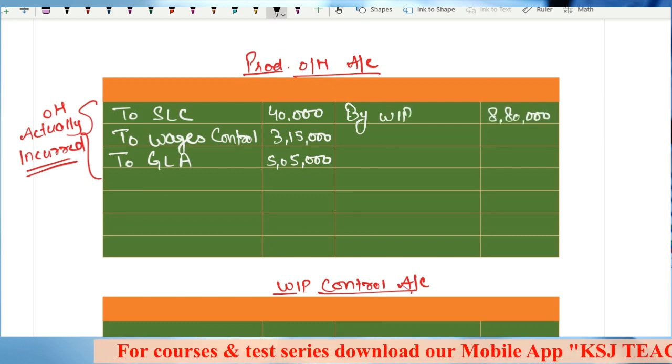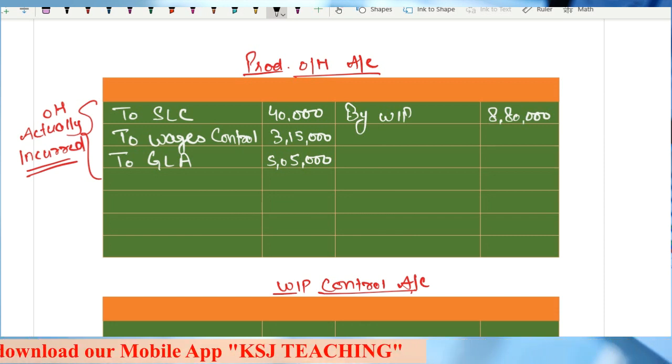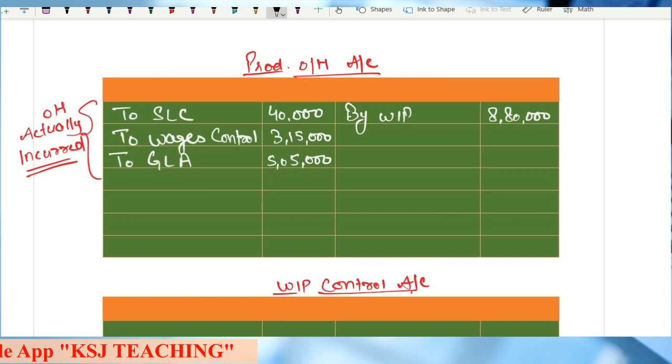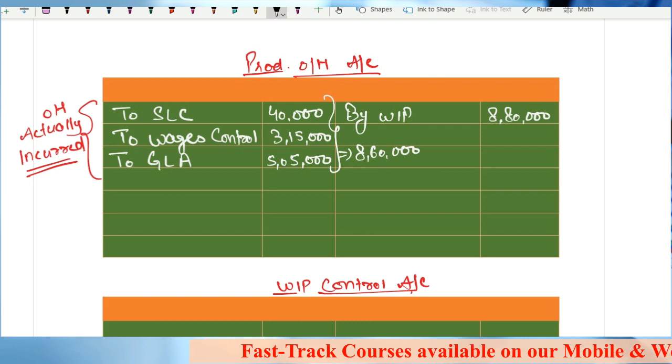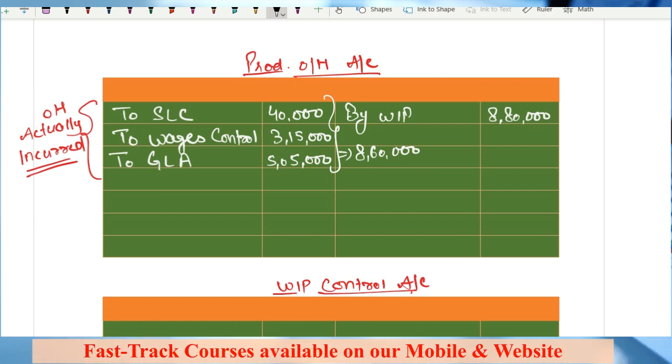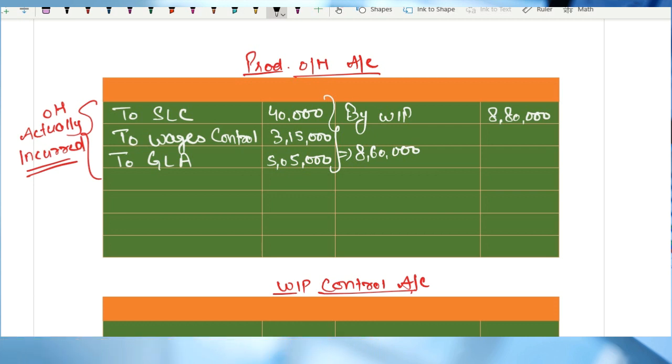Right? Now the difference, where will the difference go, sir? This total 40 plus 315 plus 505, now this total is 8,60,000. What is the 20,000 difference? That is over absorption of overheads. Now where do I take the over absorption of overheads? What will be the journal entry for over absorption?